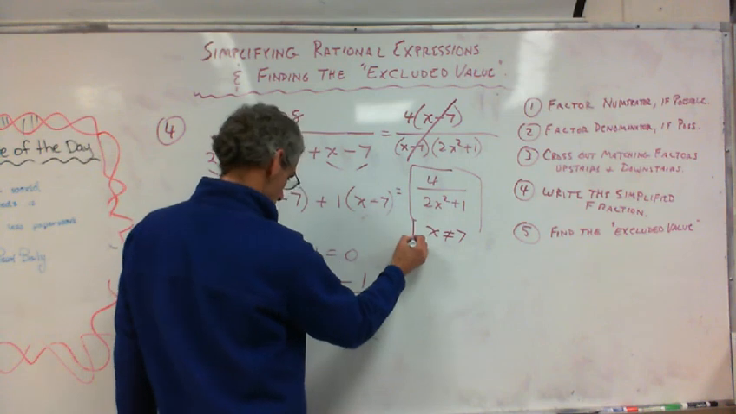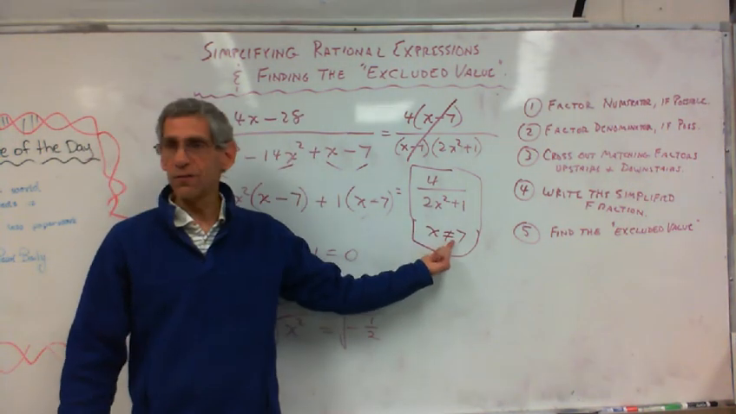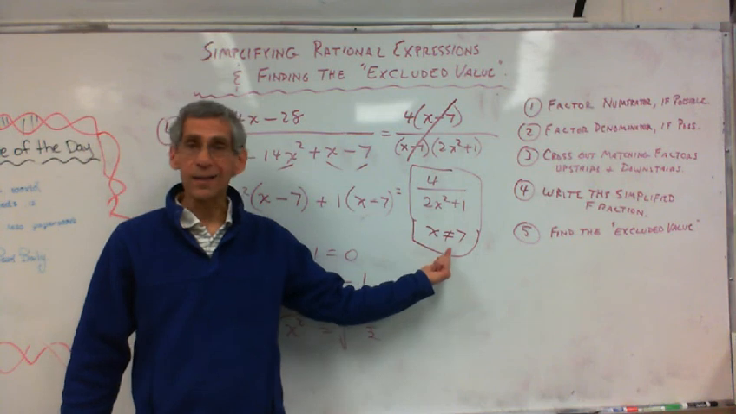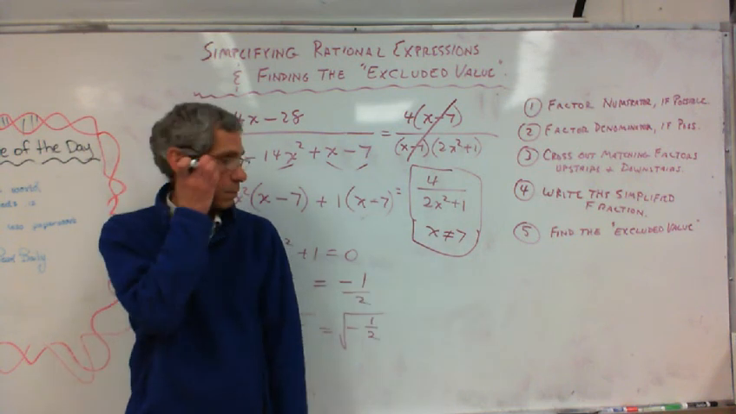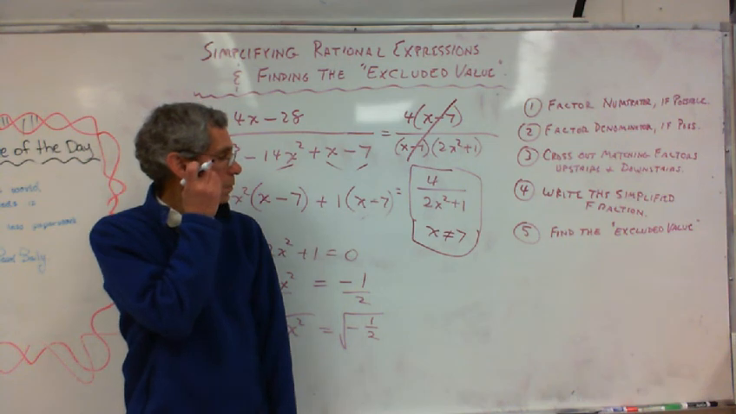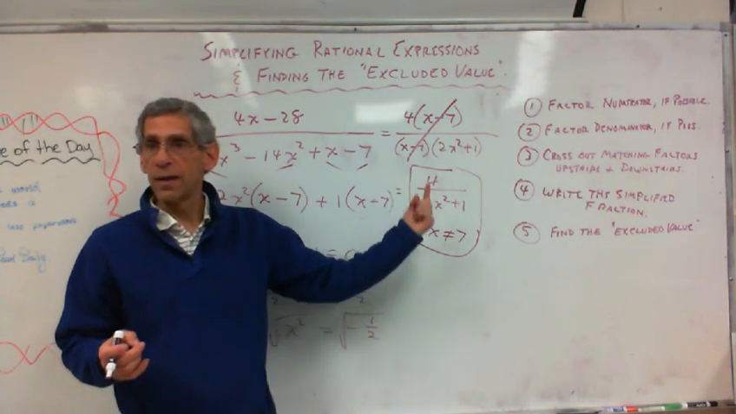Wait, but how does that work? By the way, I don't know if I said that on the others, but that's what you say. The excluded value is x cannot equal 7. Does that make sense? Wait, but that would be 2 times 49 plus 1, which doesn't equal 0. Yeah, but it's because of this. Right, it's because of that.